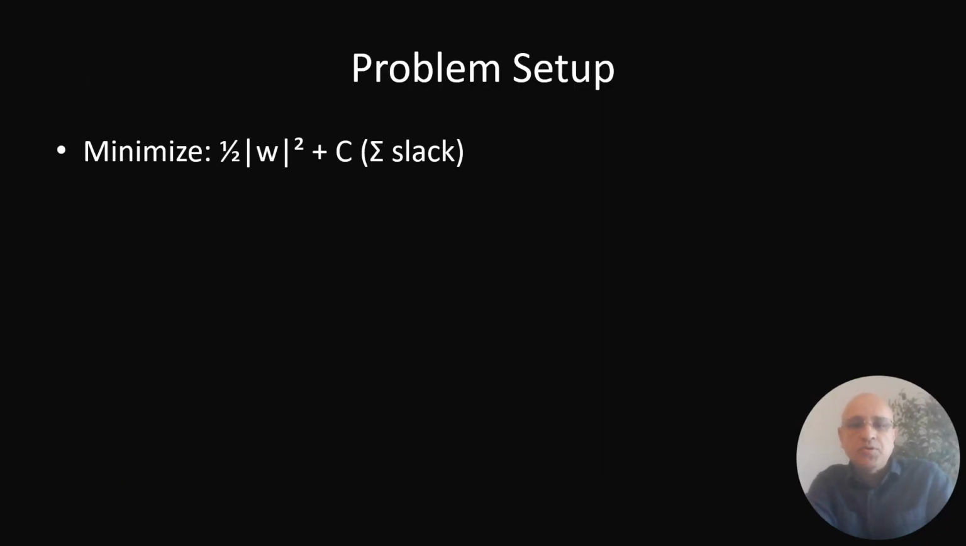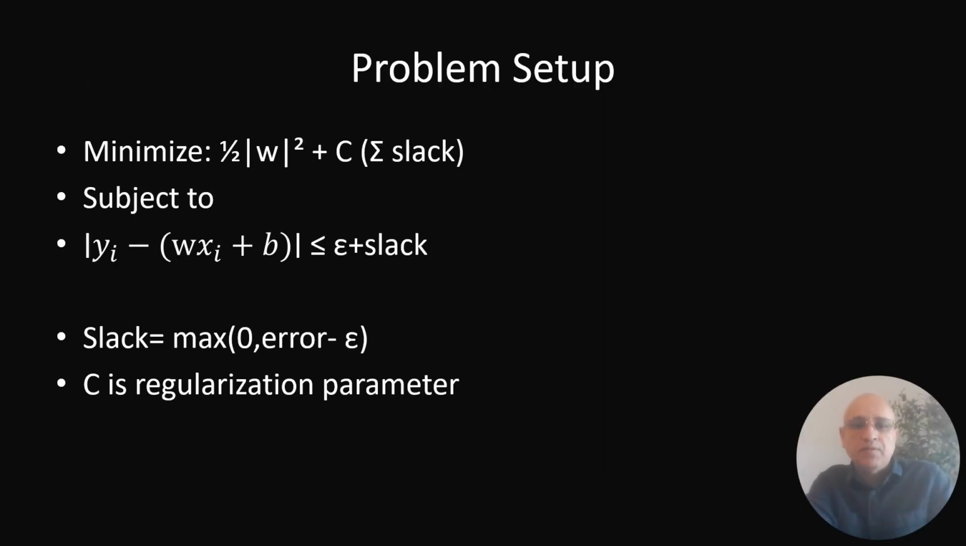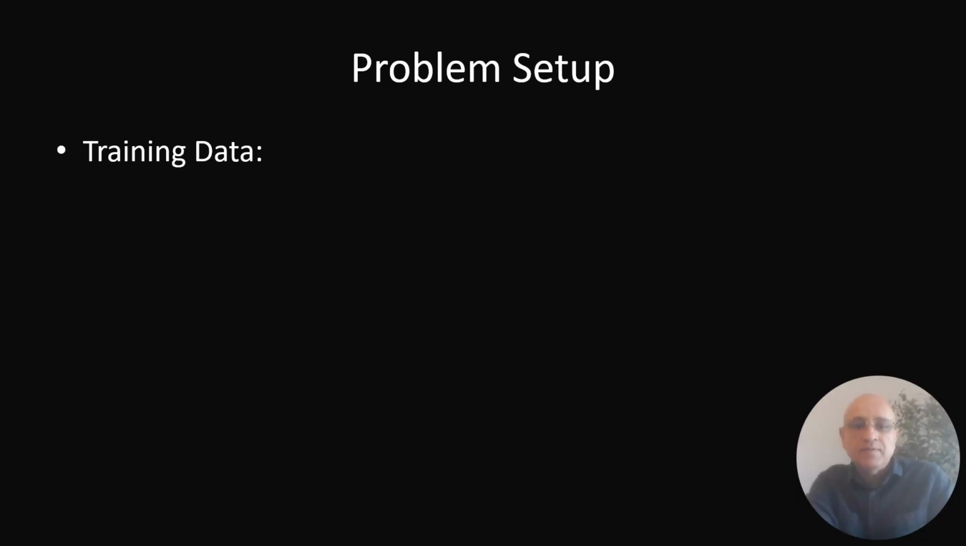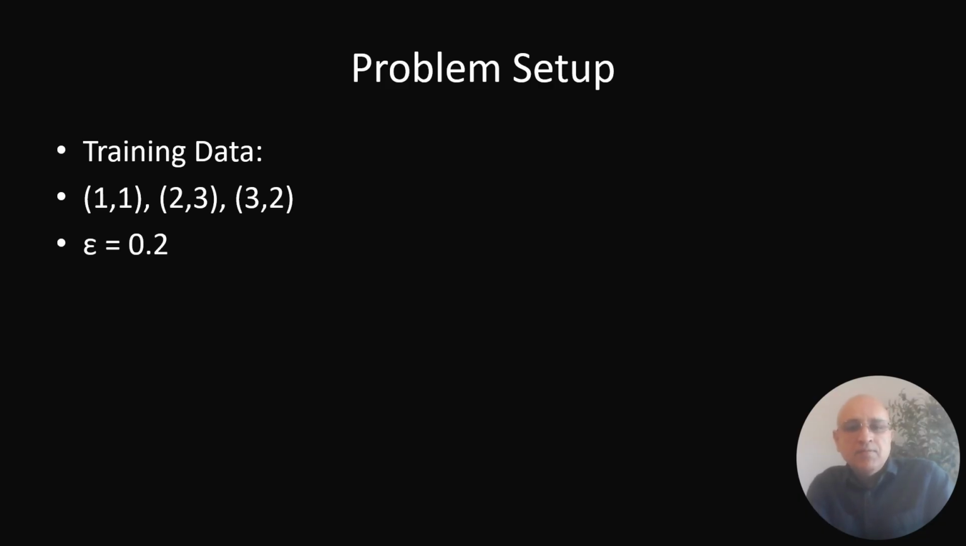So suppose we have three data points: (1, 1), (2, 3), and (3, 2), and we are going to find the first regression line. For example, epsilon, which is the parameter for the support vector regression model, is 0.2, which is the width from the regression line to the boundary.